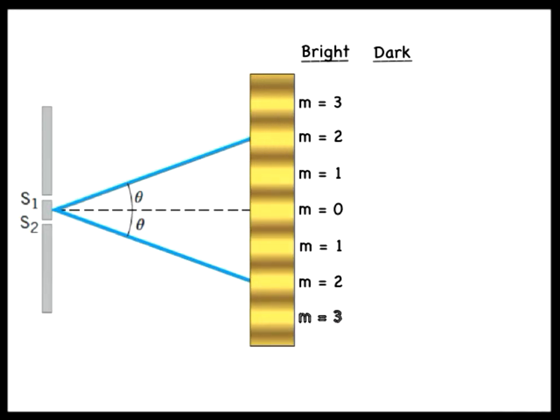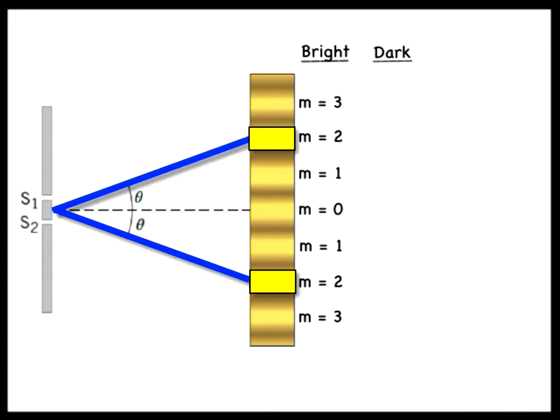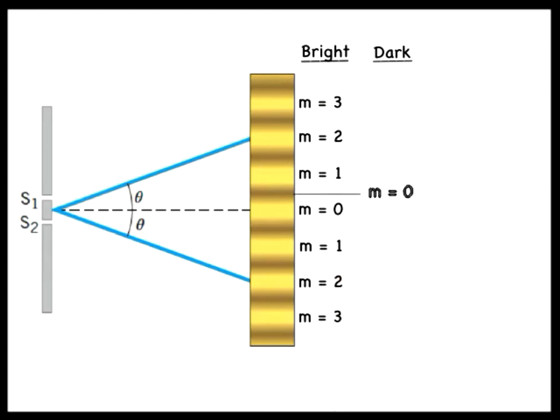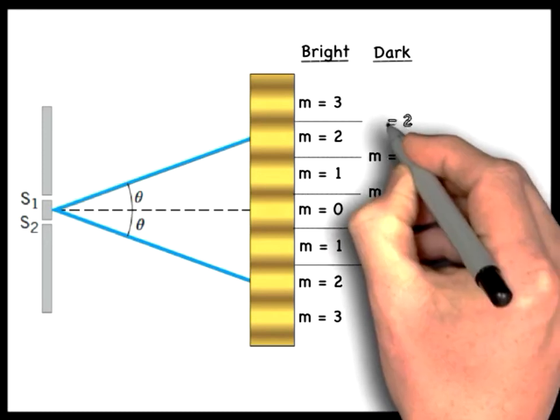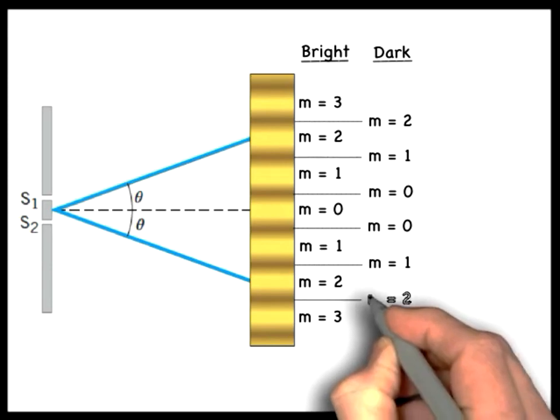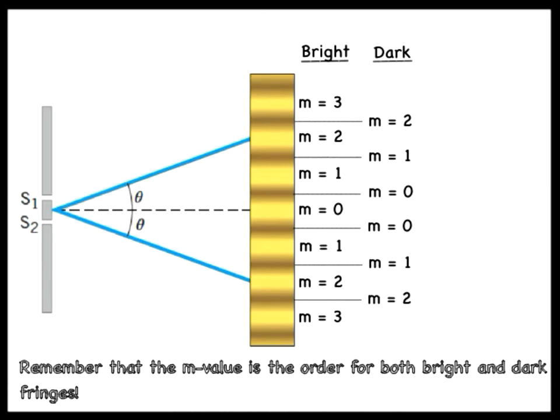In the figure here, the angle theta locates the m equals 2 bright fringe both above and below the central bright fringe. Since the central fringe is bright, the first dark fringe occurs directly above and below the central bright fringe. This is the m equals 0 dark fringe. The second dark fringe, located both above and below the central bright fringe, is the m equals 1 dark fringe, and so on. Remember that m equals the order, so if a problem tells you the order of the fringe, whether bright or dark, it's telling you the value of m.